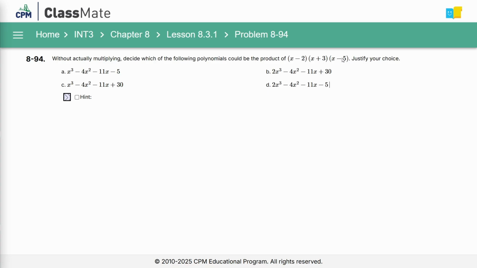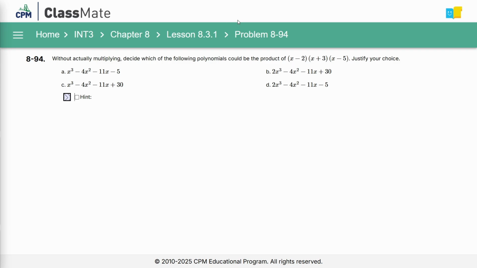Now, looking at the final terms, we see that's -2 times -5 times +3. That is positive 30. The only term here that has positive 30 as the last term here is C. So without multiplying, I can say with a high degree of certainty that C must be the correct answer. And we can prove this by multiplying it out.